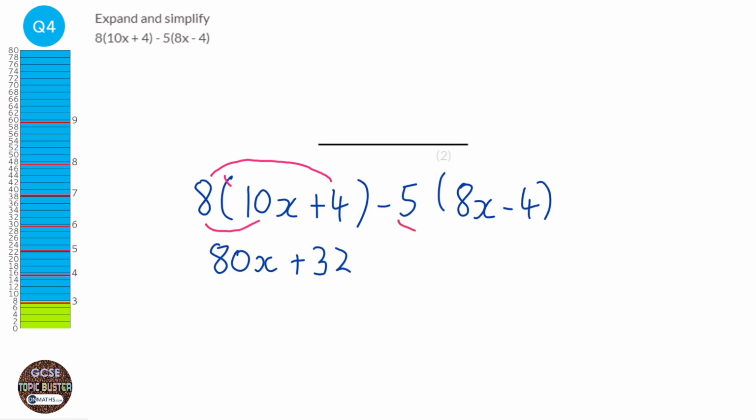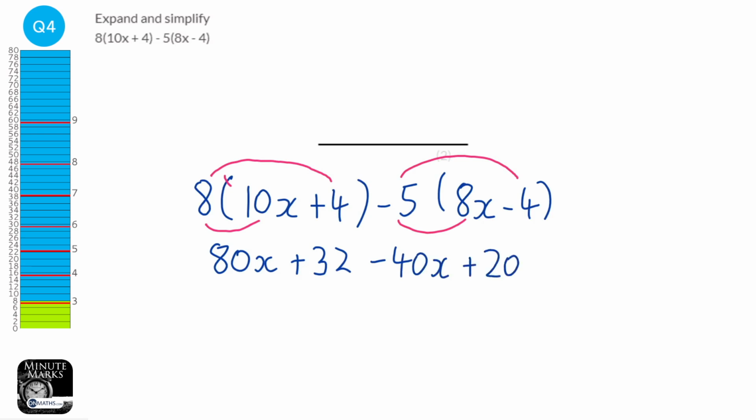Now here we've got a minus 5 on the outside. So we do minus 5 times 8x, which is minus 40x. And minus 5 times minus 4, which is actually plus 20. A lot of students will write take away 20 there, but that is a minus 5 on the outside of the brackets. So it's minus 5 times the minus 4 there will give you a plus 20.